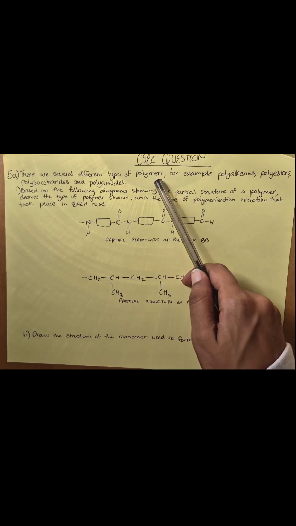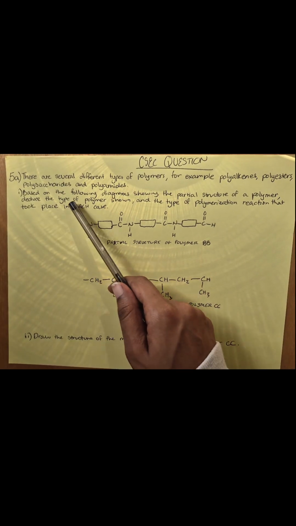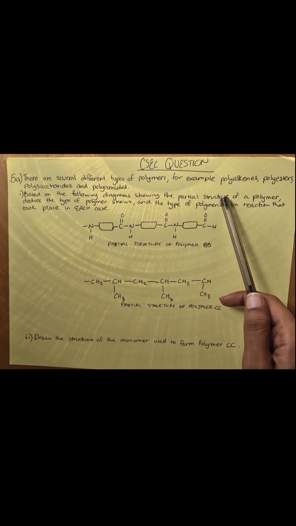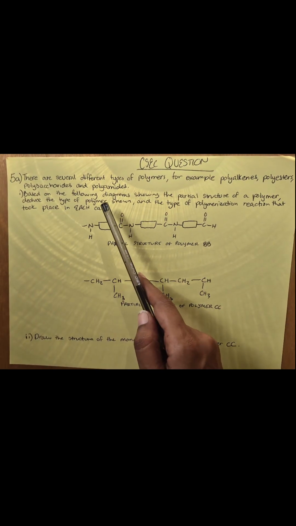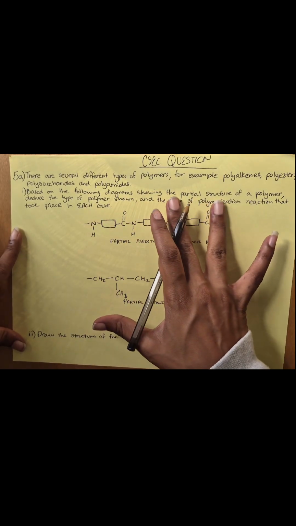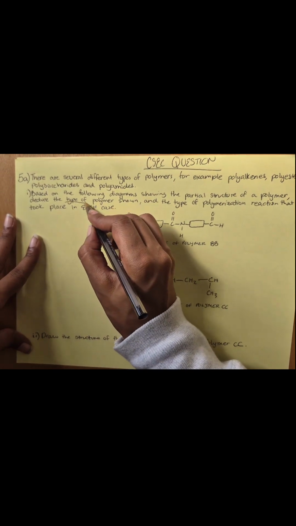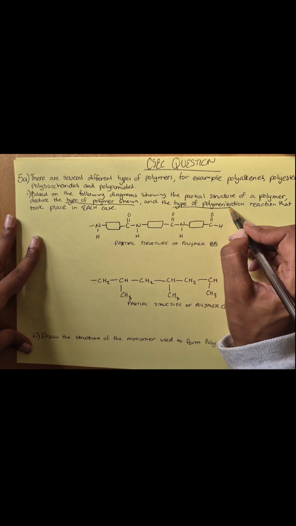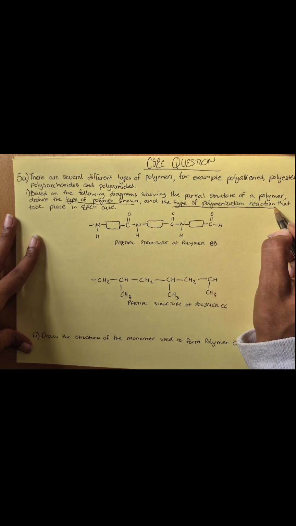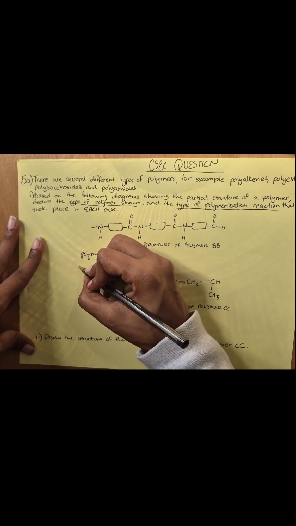There are several different types of polymers, for example polyalkenes, polyesters, polysaccharides, and polyamides. Based on the following diagrams showing the partial structures of a polymer, deduce the type of polymer shown and the type of polymerization reaction that took place in each case. First thing I want you to notice is that they've asked for two things in one question. So make sure you read your questions properly to know what they are asking for. They want the type of polymer shown and the type of polymerization reaction that took place. So for each one, we're going to have to put the polymer and the type of polymerization.